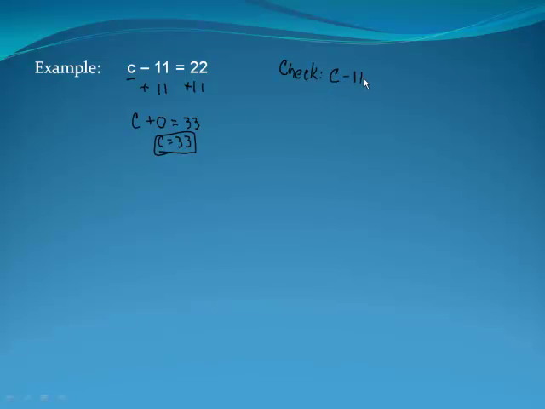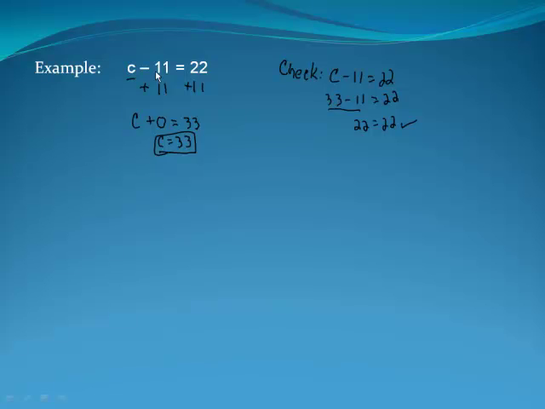But we always want to check our answer, so always check in the original problem. So we've got c minus 11 equals 22. That's our original problem. We're going to put 33 in for c and see if our two sides truly are equal. So we've got 33 minus 11 equals 22. Do the math on the left-hand side. 33 minus 11 is 22. 22 equals 22. Looks good. Checks out. I think we can be confident that we have the correct solution there.